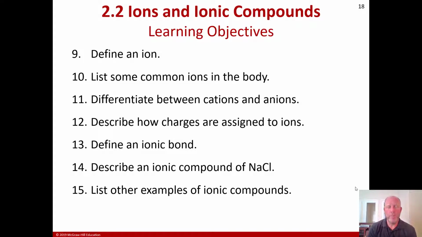In section 2 of chapter 2, we're now discussing ions and ionic compounds, and the learning objectives you should achieve from this particular section are the ability to define an ion, list some common ions in the body, differentiate between cations and anions, describe how charges are assigned to ions, define an ionic bond, describe an ionic compound of sodium chloride, and list other examples of ionic compounds.